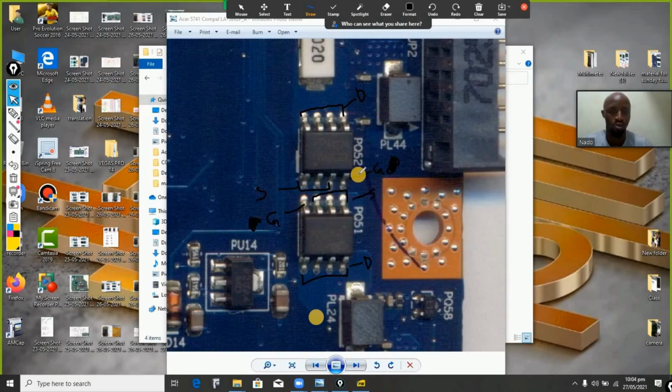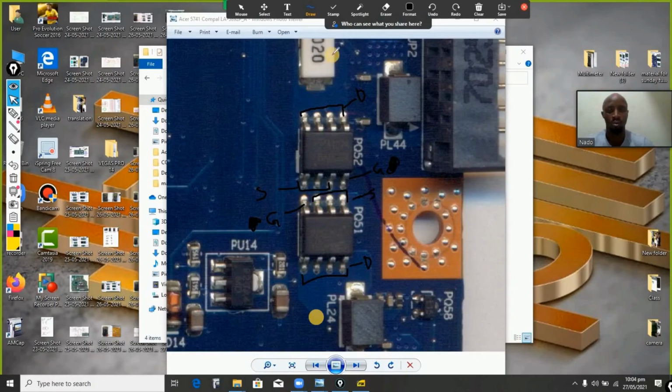Even these gates are used to insulate the board if there is a problem on the board, so they can control the gates to insulate the board. So if the laptop is going to charge, this gate value must be 100% correct. If this gate value is not functioning properly, 100%, the board will not charge.